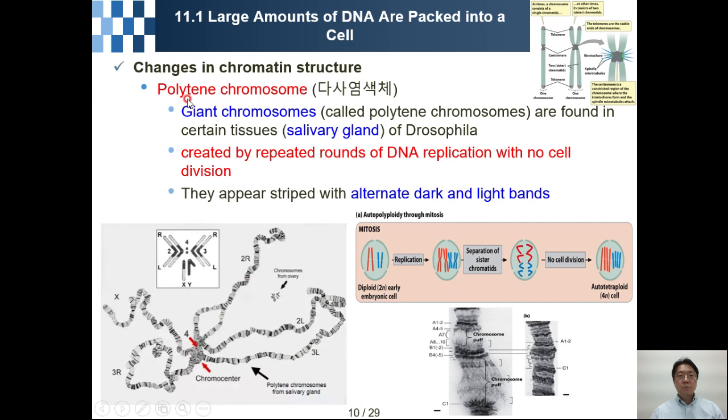Also, the polytene chromosome appears striped with alternate dark and white bands. They show some regions that we can see as a dark band, and some regions we can see as a white band. So we magnify this region. Some regions are really darkly stained, the dark band regions. The other regions are light band regions. We call this chromosome 4. We will see it in the next slide.